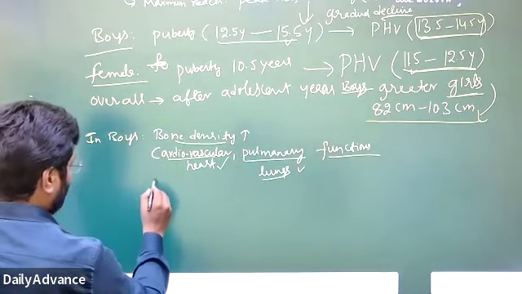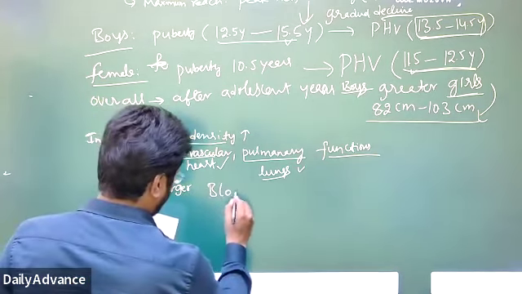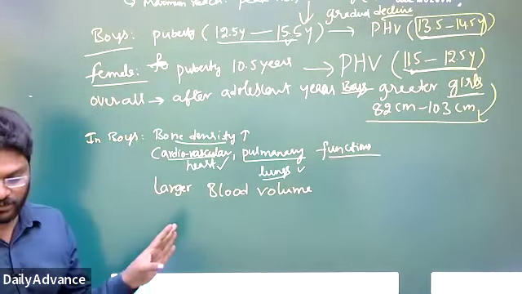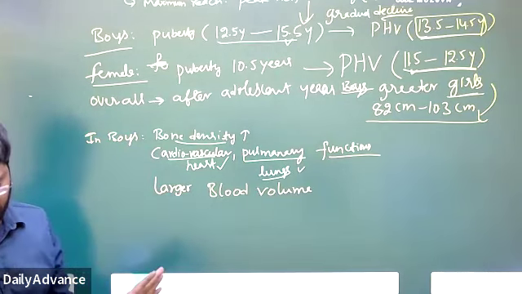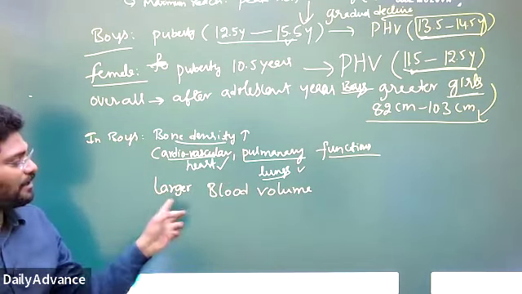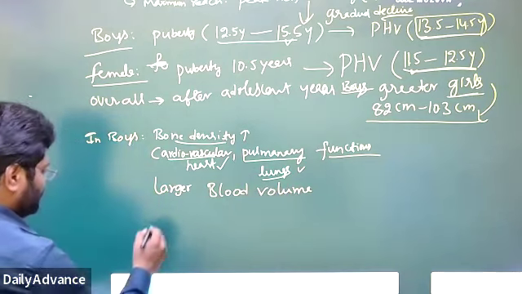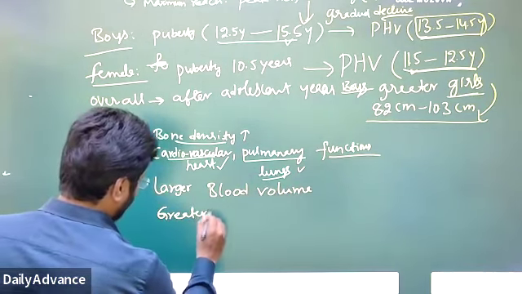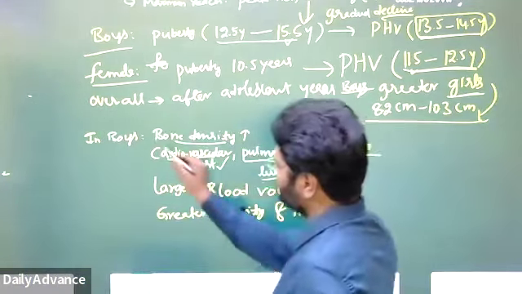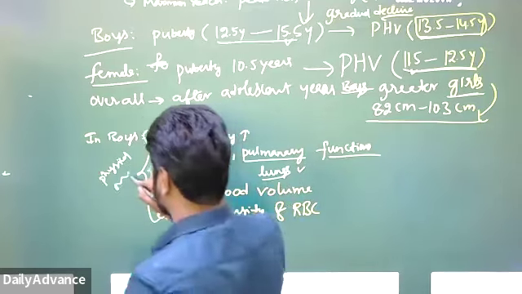Next, larger blood volume. Increased bone size also increases the bone marrow. Bone marrow produces more RBCs to carry more oxygen, which is the increased capacity of the lungs. The lungs supply more oxygen, and that oxygen is supplied by increasing the blood volume through RBCs. Next, greater density of RBCs. So these are all related to physical maturity.